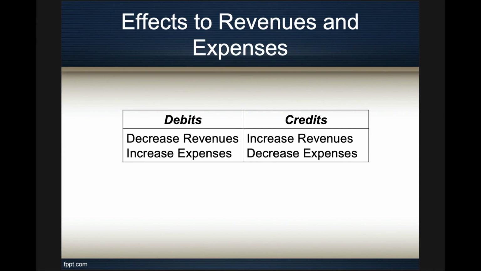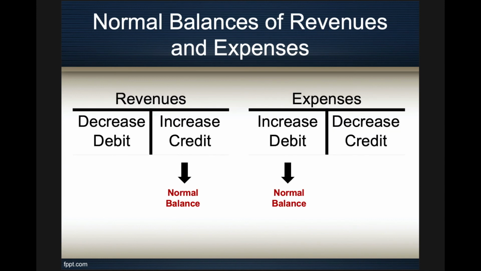Now let's come to the effects on revenues and expenses. So all the debits are recorded if there is a decrease in revenues and an increase in expenses. And on the other hand, credits if there is an increase in revenues and a decrease in expenses. So looking at that in a T account, all your revenue accounts, like service revenue and rent revenue, the increase is recorded on your credit side. While for expense accounts, like salaries expense and wages expense, they are recorded on the debit side.